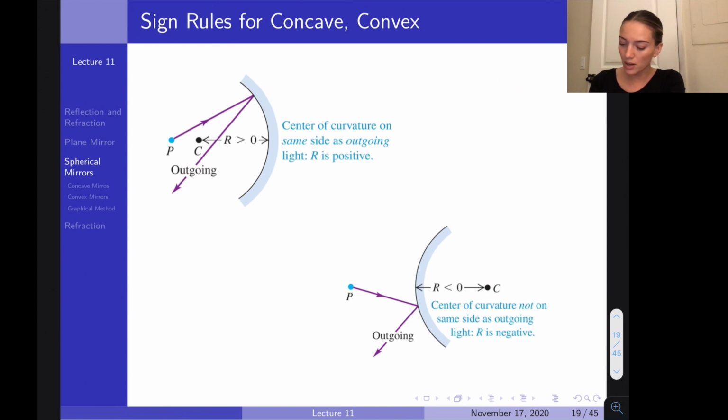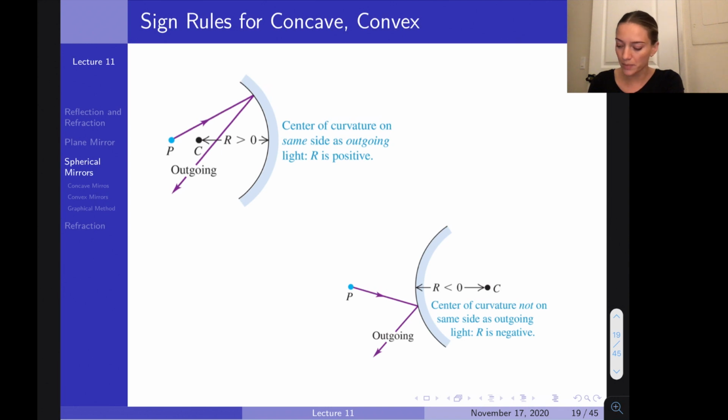There are also some sign conventions for convex and concave lenses. For a concave lens, we know the light is coming in on this side. So the center of curvature is on the same side of the mirror as the outgoing light, because the light from the object comes here and then bounces off. So we say that the radius of curvature is positive. R is positive here because it's on the same side as the outgoing light and the same side as the center of curvature.